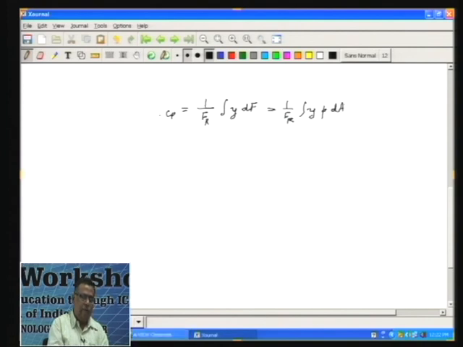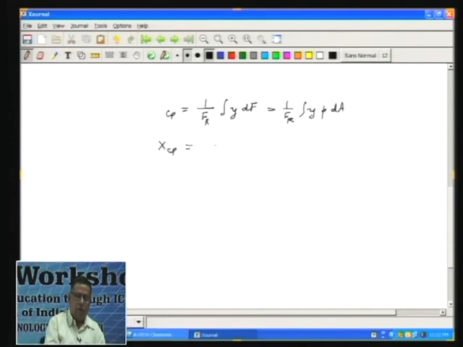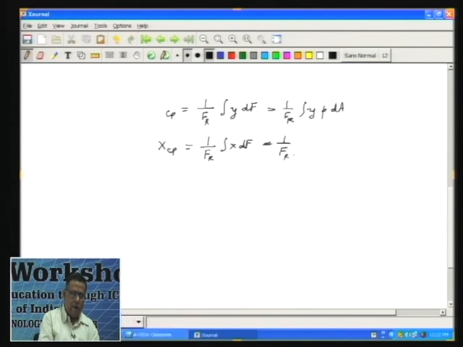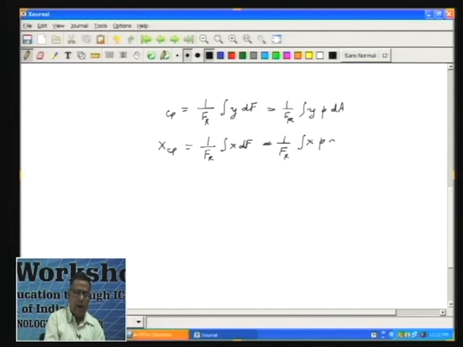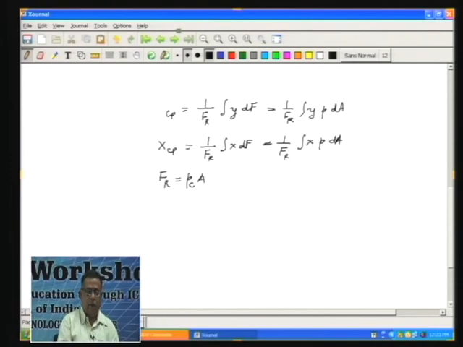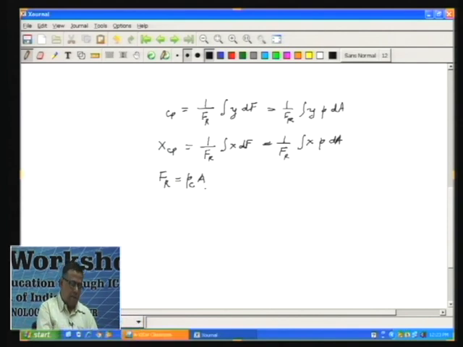So, when you want to find y_cp, you have y multiplied by p integrated over the surface. Similarly, if you look at x_cp, it is going to be 1 upon F_r integral of x dF, which you can write as 1 upon F_r integral of x, and dF is p dA. And F_r we have already seen is p at the centroid times the area. So, these two are the equations which you can use to find expressions for y_cp and x_cp.